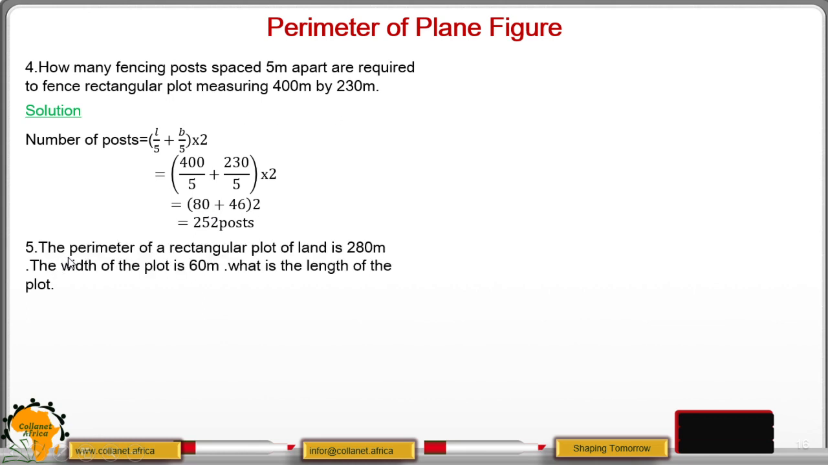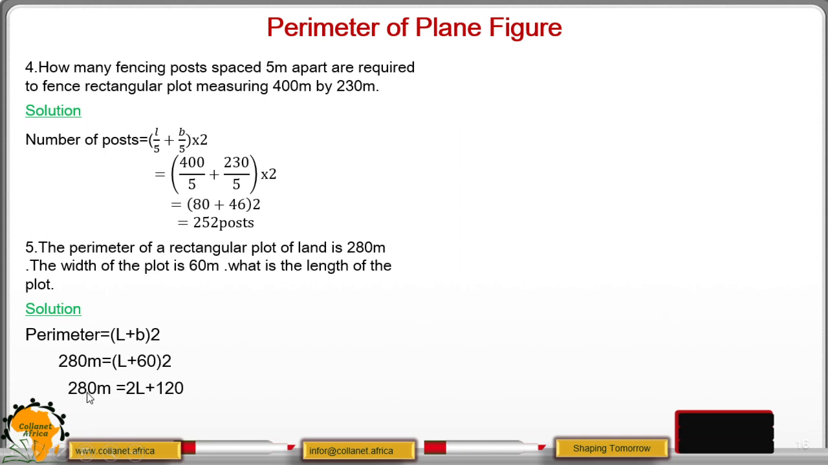So another question. The perimeter of a rectangular plot of land is 280 meters. The width of the plot is 60 meters. What is the length of the plot? We proceed as follows. We've seen that when we are talking of rectangular shapes, you just need length plus breadth, then you multiply by 2. But now we are given the perimeter, which is 280 meters. We are also given the width, which is our breadth, so it will be L plus 60. Then all of that you multiply by 2.